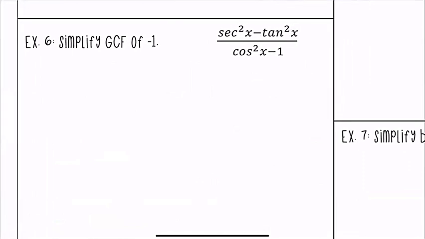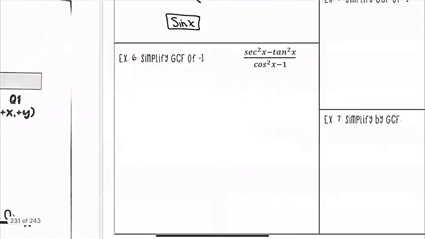The top has a minus sign, so we're going to use a P up here. The bottom also has a minus sign. We're also going to use a P down there. So we'll use a P on top and a P on bottom. They are not going to be the same P because we have different ratios here. On the top, I have secant squared minus tangent squared.